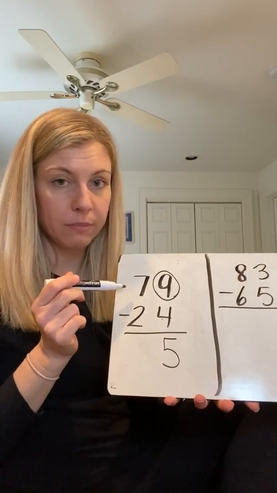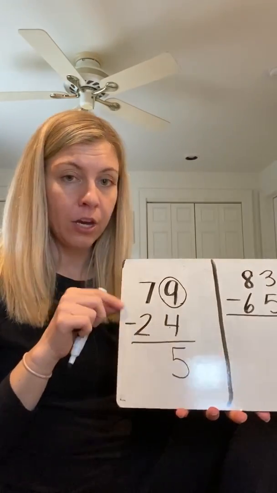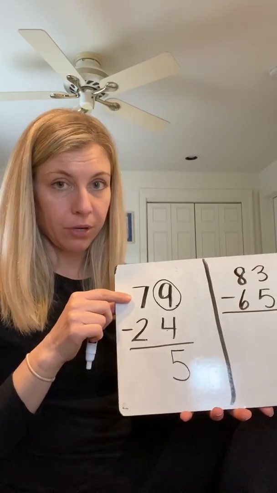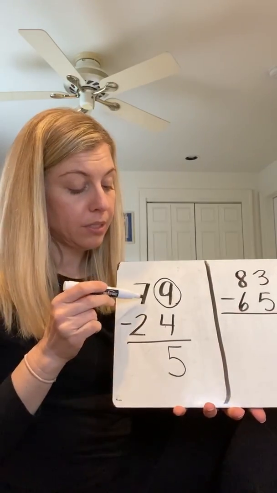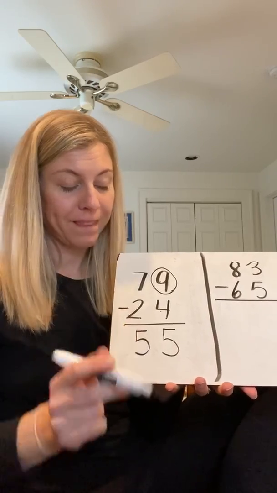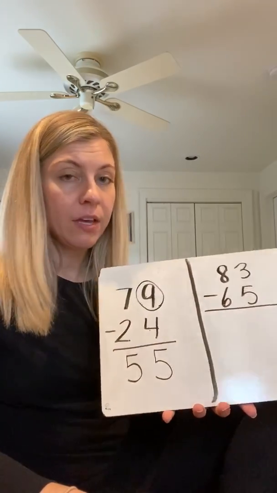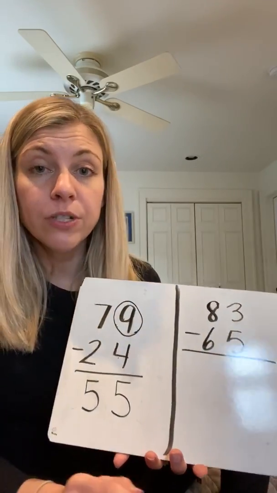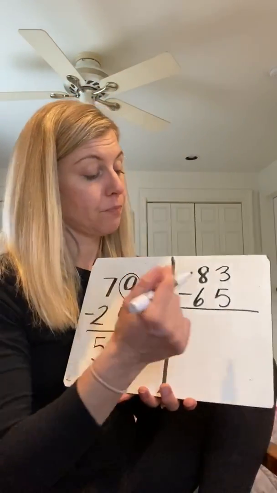And then I can move over to my tens. Since there's nothing in the hundreds column, I know that my bigger number is going to be on top. 7 take away 2 is 5. Okay, my first answer was 55. That was subtraction without having to borrow anything.